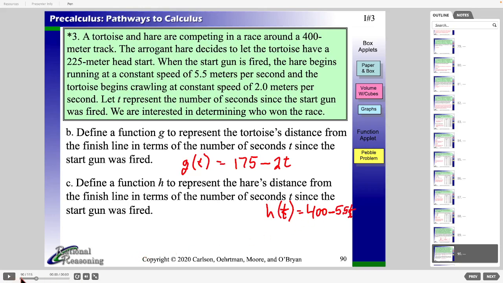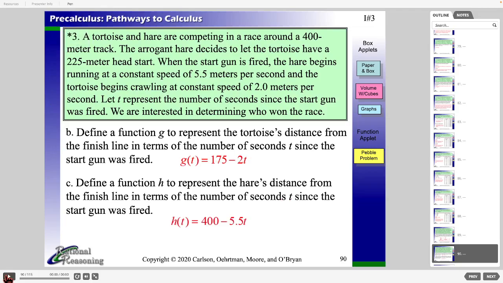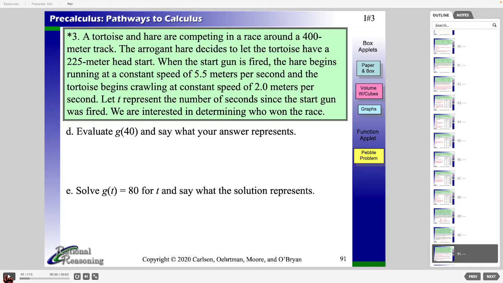Okay, and they give us that. So let me erase mine so you can see those values. Evaluate g of 40. So remember, that's going to be the tortoise's location, how far it is from the finish line 40 seconds after the start. So if you do the calculation, 175 minus 2 times 40, you get 95.